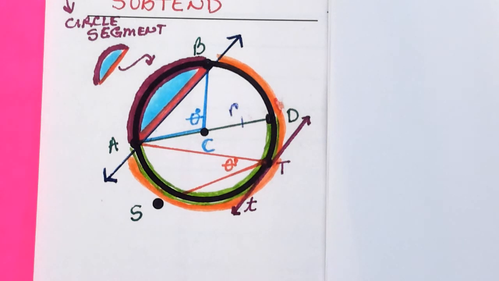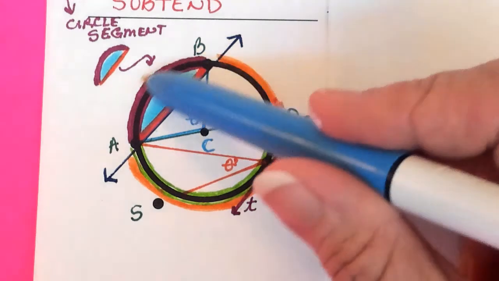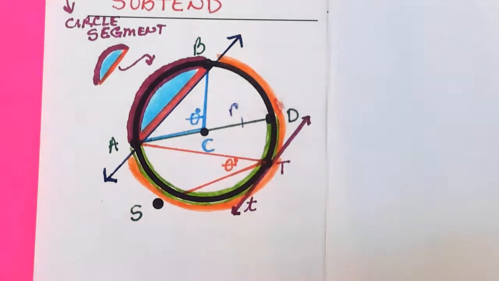Another term you want to look at is the part of a circle bounded by 2 radii. So you've got CB and AC, and you've got this whole piece of the circle that looks like a piece of pie or a piece of pizza. That's called a sector, S-E-C-T-O-R, circle sector.